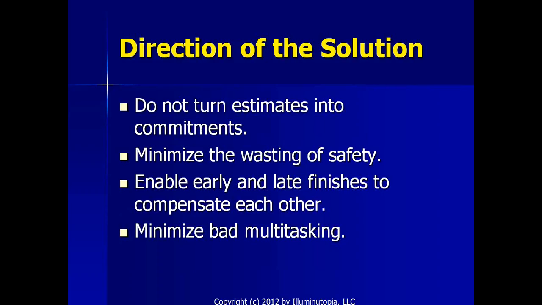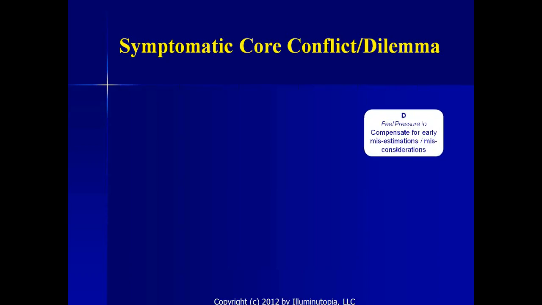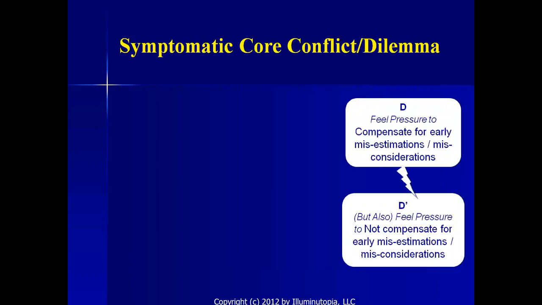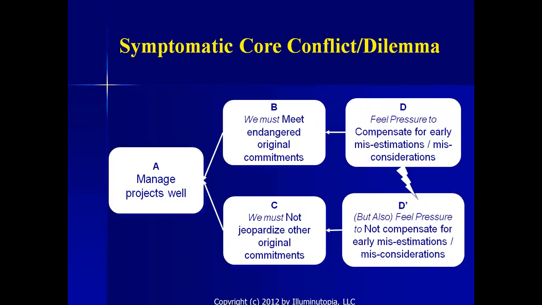So what is the direction of the solution? It is not to turn estimates for task times completion into commitments. It is to minimize the wasting of safety and to enable early and late finishes to compensate for each other and minimize bad multitasking. And this will be the conflict that you will see in materials that have been presented in TOC, such as the TOC Insights into Project Management.